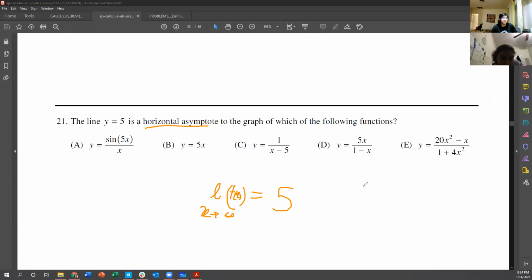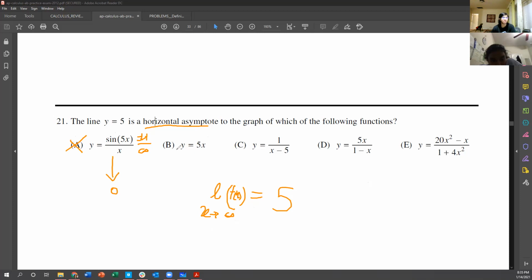So whatever function we're looking for, we need a function which approaches 5 as x gets larger and larger. Well, this sine of whatever oscillates between plus and minus 1. So this isn't even going to do anything. This is not going to work because it's going to be plus or minus 1 divided by infinity, which goes to 0 as x gets very, very large.